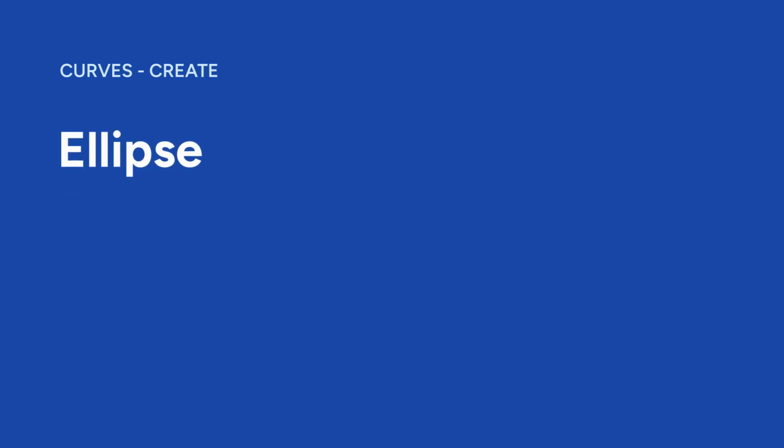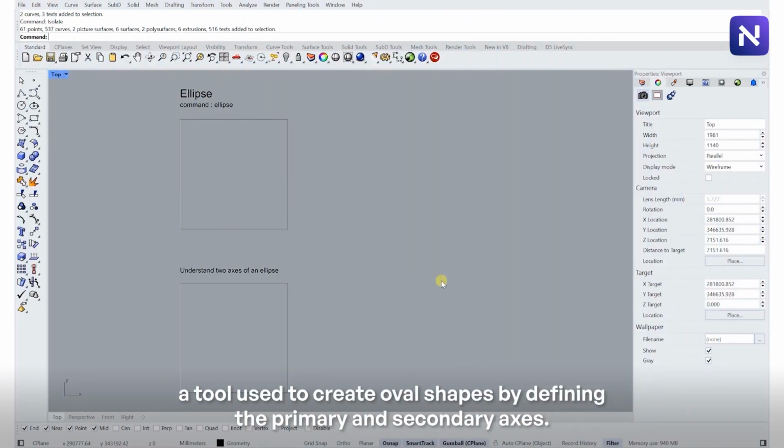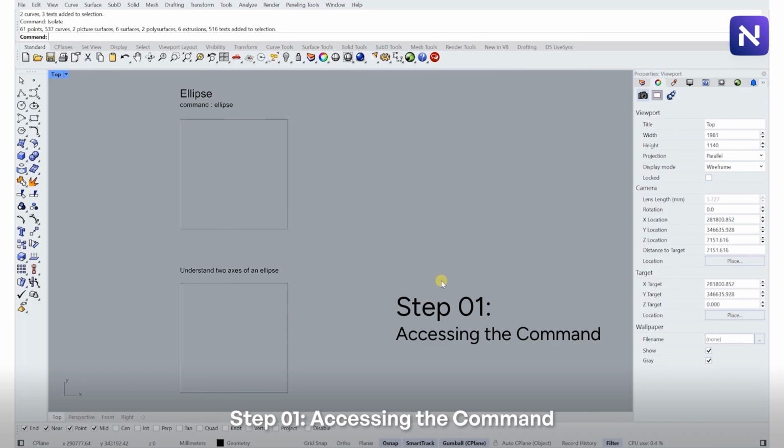Now, we'll learn how to use the ellipse command in Rhino, a tool used to create oval shapes by defining the primary and secondary axes. Step 1. Accessing the command.